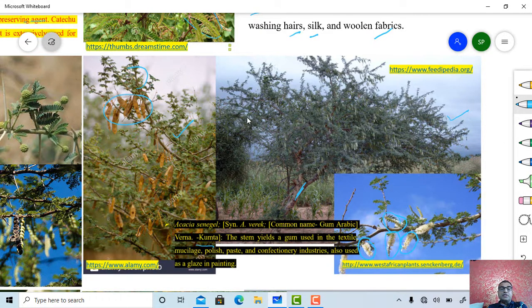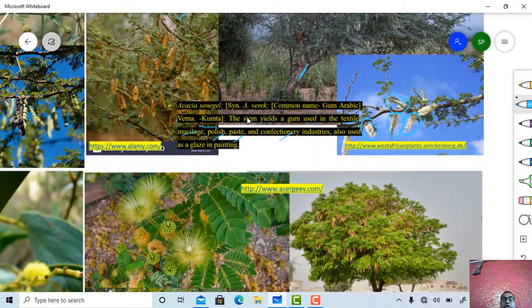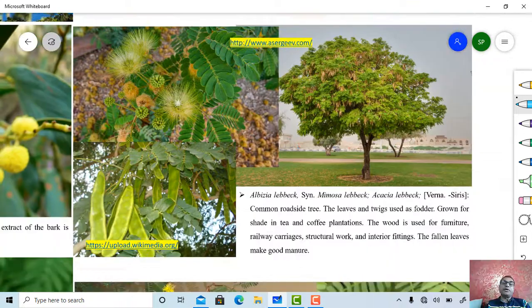Acacia senegal, the stem of Acacia senegal yields gum, which is used in the textile industry, mucilage, polish, paste, as well as the confectionery industry. This plant is also used as a glaze in painting. Then the next plant you might have seen is Albizia lebbeck, or its synonym is Mimosa lebbeck or Acacia lebbeck. In Marathi, it is called shirish plant.